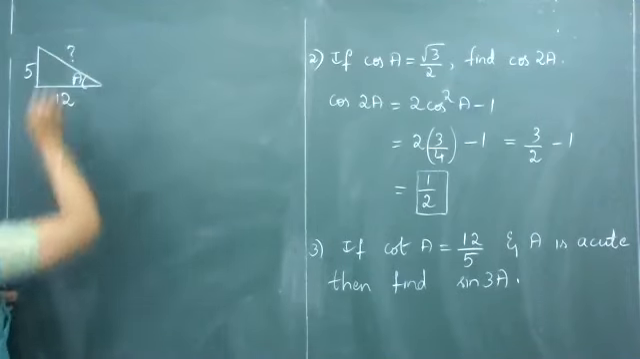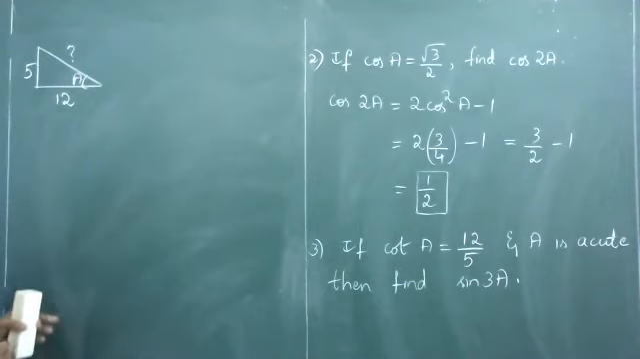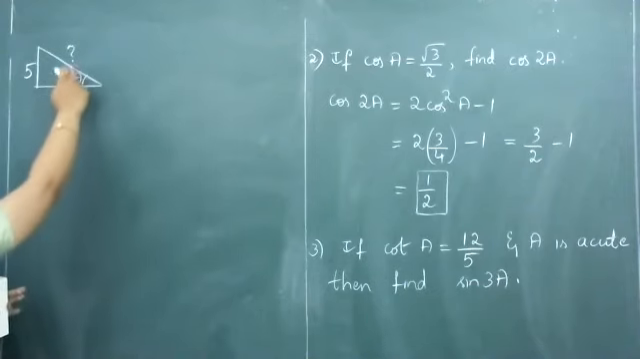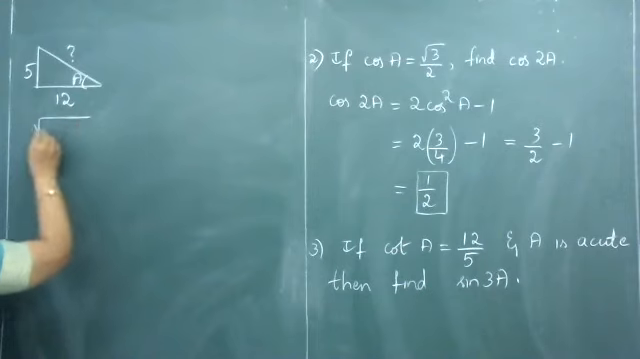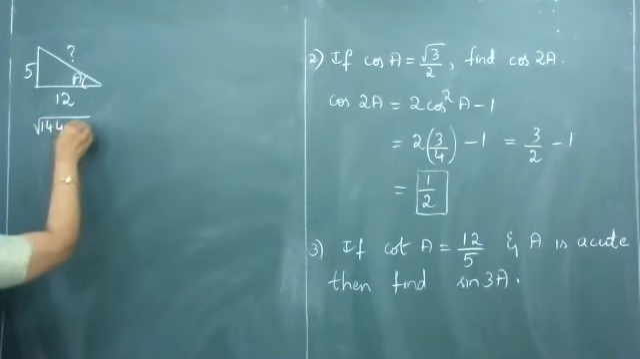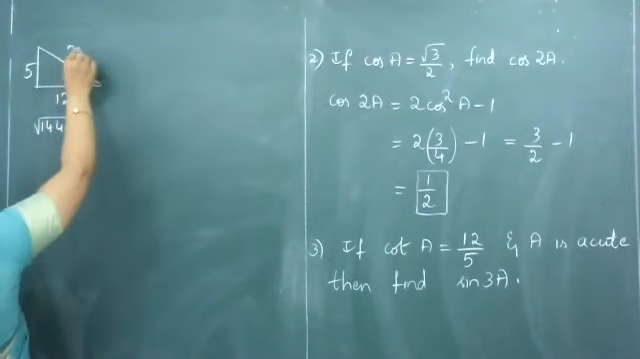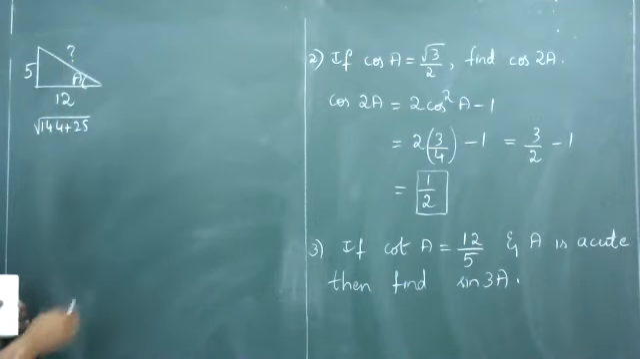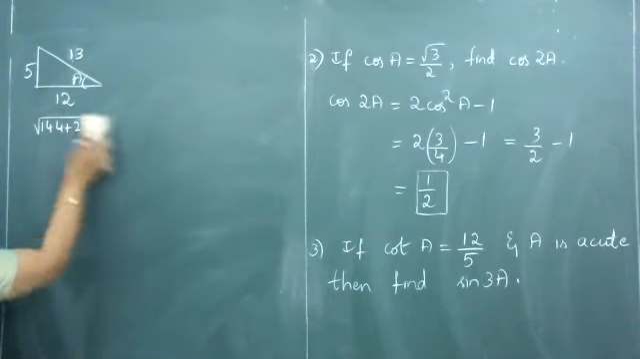To find the measure of the remaining side here, we need to apply Pythagoras theorem, using which we get its measure as equal to square root of 12 squared plus 5 squared. Square root of 144 plus 25. So you are getting the remaining side as equal to 13. This measure will be equal to 13.